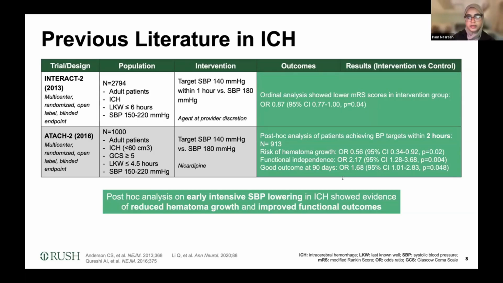For functional independence, the intervention group was more likely to achieve functional independence with an odds ratio of 2.17 with a p-value of 0.004. And then the intervention group also showed a trend toward better outcomes at 90 days with an odds ratio of 1.68 and a p-value of 0.048, suggesting improved recovery with intensive blood pressure control. And so these outcomes highlight the potential benefits of early intensive blood pressure lowering in patients with ICH.